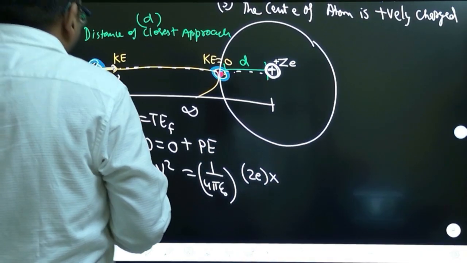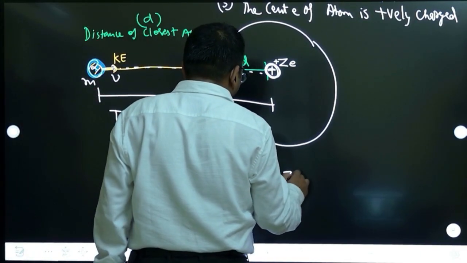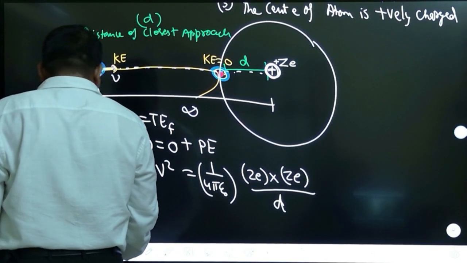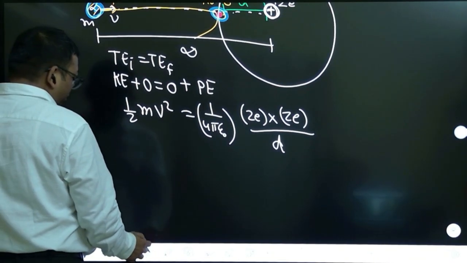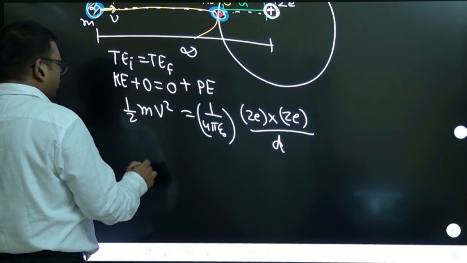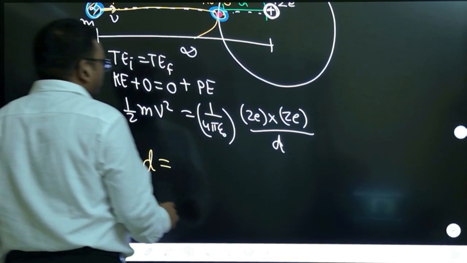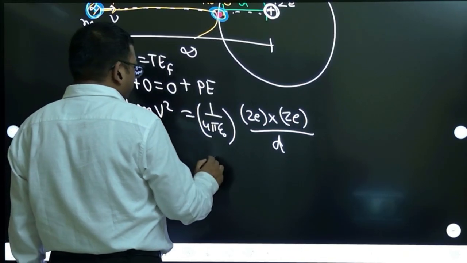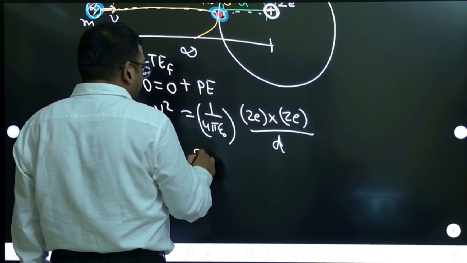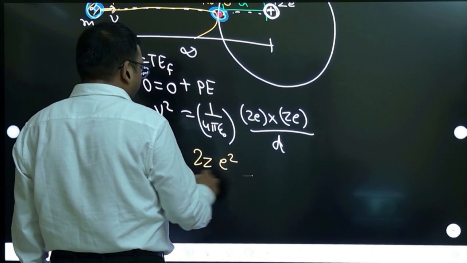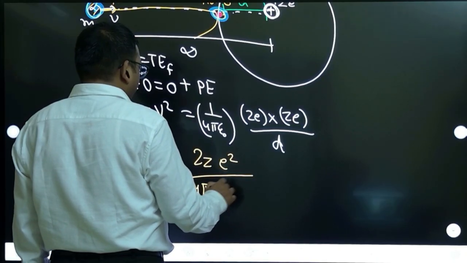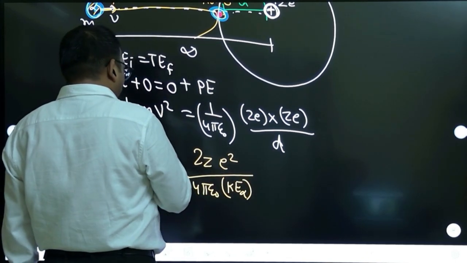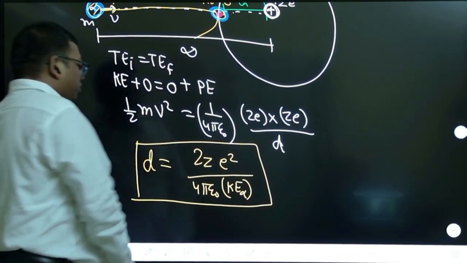Here r means this closest distance d finally. So from here we will solve for the closest distance. The closest distance d can be calculated as 2 Z e square by 4 pi epsilon naught into the kinetic energy of the alpha particle. Like this we can solve for the distance of closest approach.